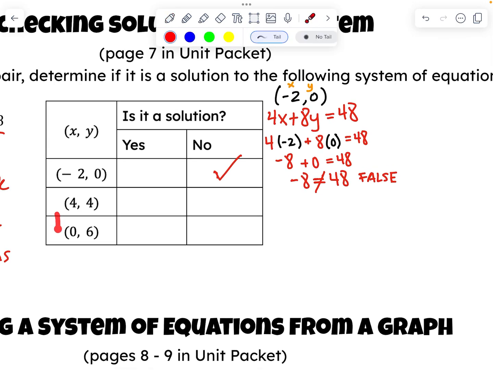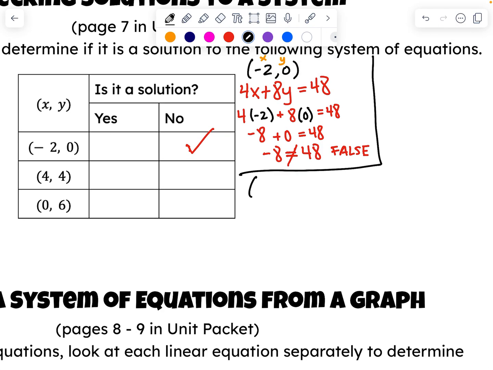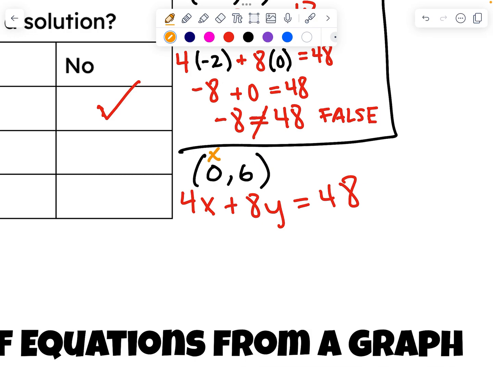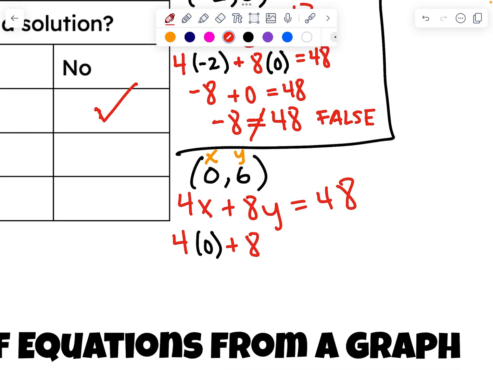Let's skip ahead to 0, 6. Let's check that one. So I'm going to sort of box this off. Okay, we're going to check the next point, which is 0, 6. And again, let's start with this red line, 4x plus 8y equals 48. Okay, here we have an x coordinate of 0 and a y coordinate of 6. So I'll go ahead and take my x coordinate of 0 and plug it in for x right there. And I will take my y coordinate of 6 and plug it in for y right there.